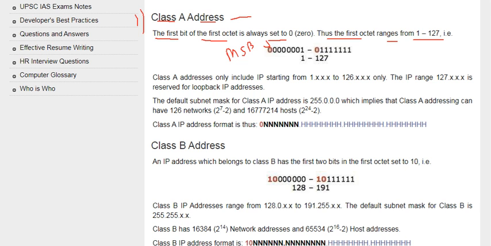Thus the first octet ranges from 1 to 127. So the range of a class A address, for the first octet, is 1 to 127. Maximum it will be 127 and minimum it will be 1. So the class A address only includes IP addresses starting from 1 to 126 only. The IP range 127 is reserved for the loopback IP address. The actual range is 1 to 126. In that, the first bit will be 0, so we can say that it will be a class A address of IPv4. That's why its range is from 1 to 127. So it is shown in binary and in decimal form.